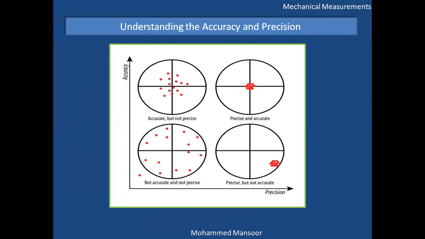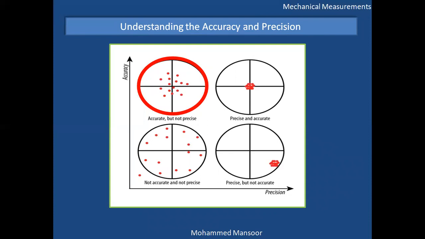Let us understand precision and accuracy. The picture represents precision and accuracy, comparing each other, with precision on the x-axis and accuracy on the y-axis. Let us consider the first circle. Here the circle represents a set of values, and the red dotted dots are the values. If you consider the first set of values, it is accurate but not precise.